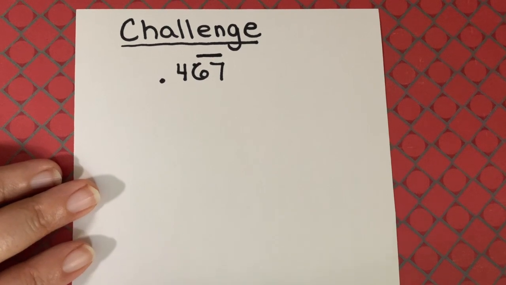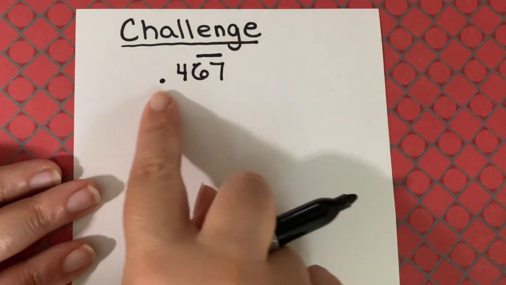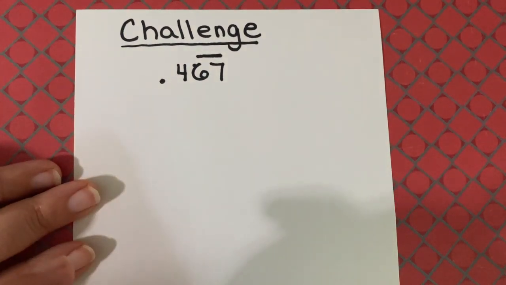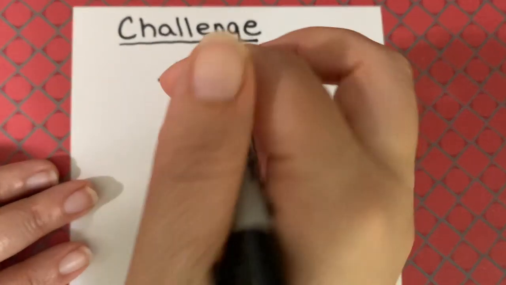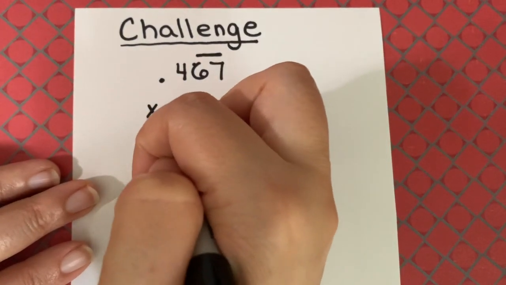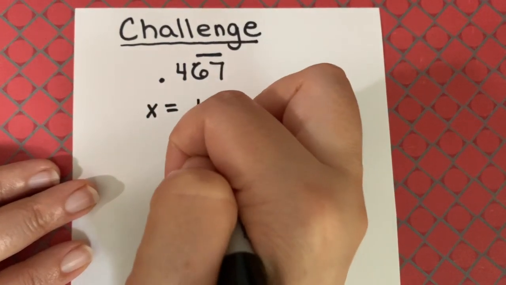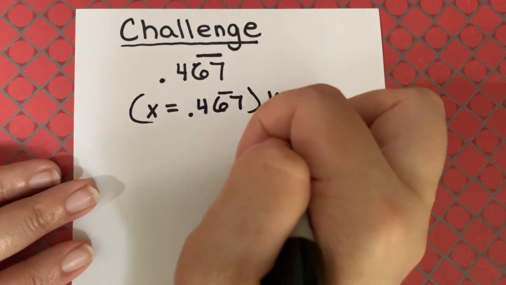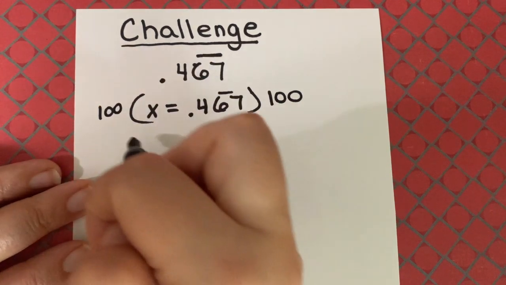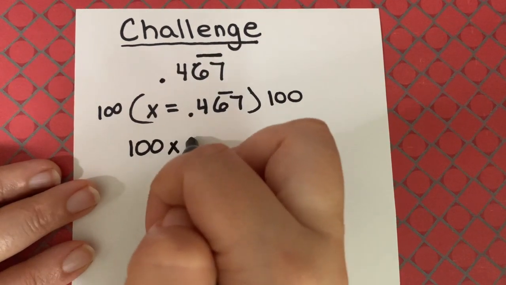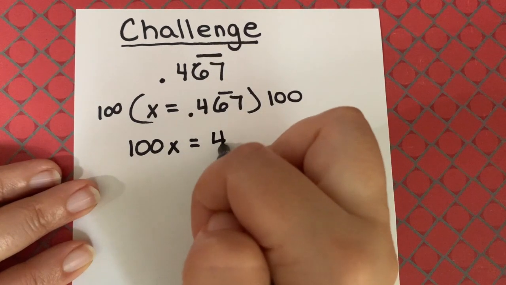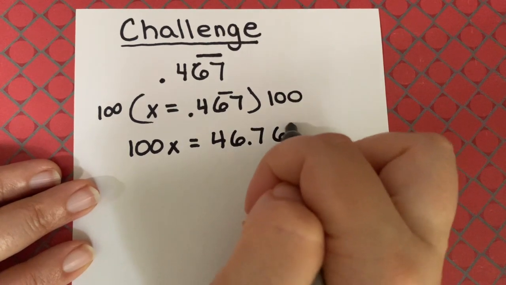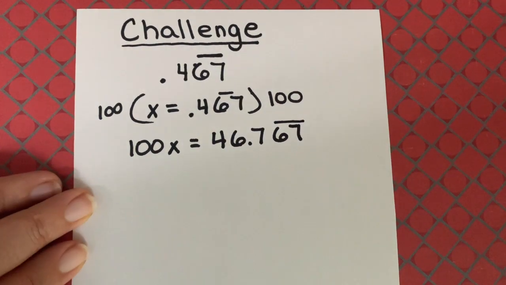So one suggestion is to go back and write down the notes from that last example and use it to solve this one. So try this one on your own. With this one, we're first going to set it equal to x. Multiply the whole thing by 100. So we'll get 100x equals 46.767. Again, that 67 is repeating.